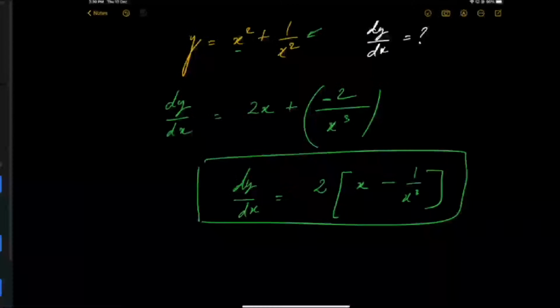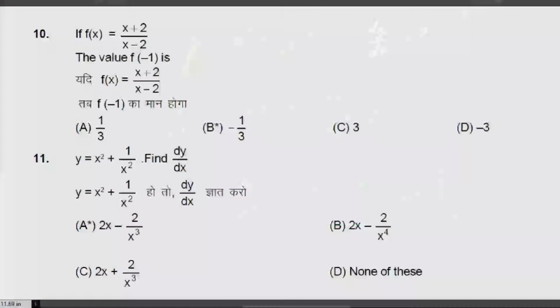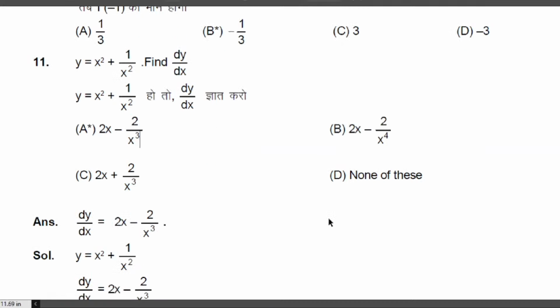If you multiply each term with 2, it becomes 2x minus 2 by x cube. So 2x minus 2 by x cube. It's option A. Clear? Okay. Let us go to the next question.